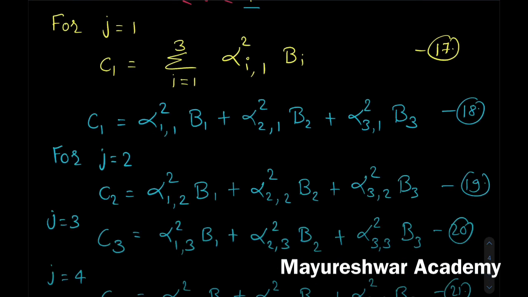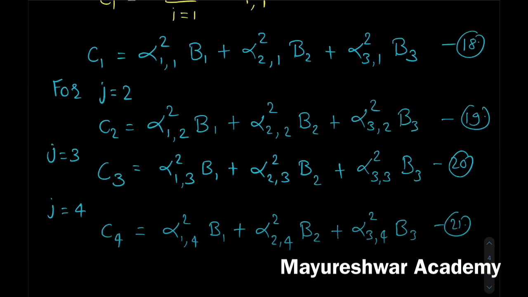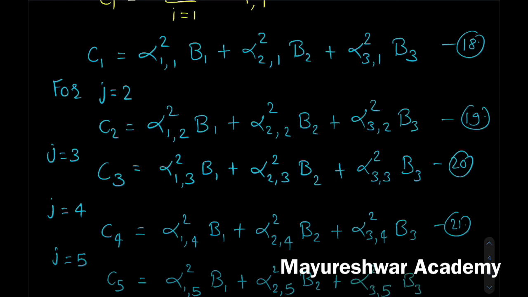So we have reached the 4th level. There is one more level required, which is for j is equal to 5, because the polynomial equation needs it. So j is equal to 5, c5 is equal to 1 comma 5 b1 plus 2 comma 5 b2 plus 3 comma 5 b3. Let us call this as 22.